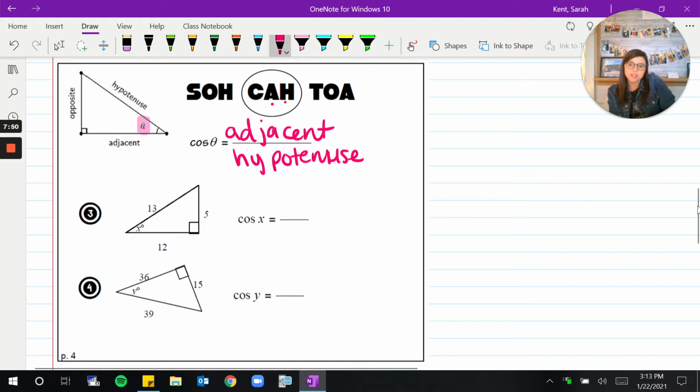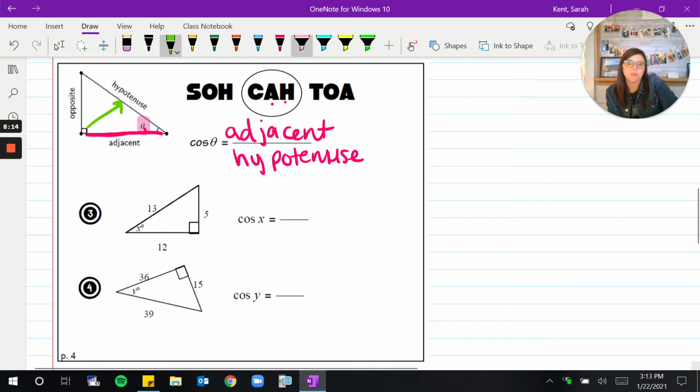So our adjacent side is going to be right next to it. Adjacent means your neighbor, so adjacent is side by side. And then our hypotenuse is across from the right angle, always, every time. So with these, we want to see what's right next to it and what's across from the right angle.